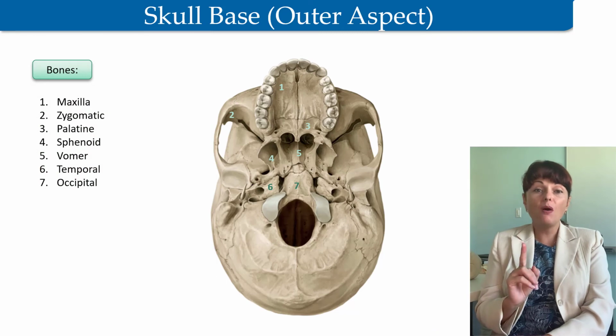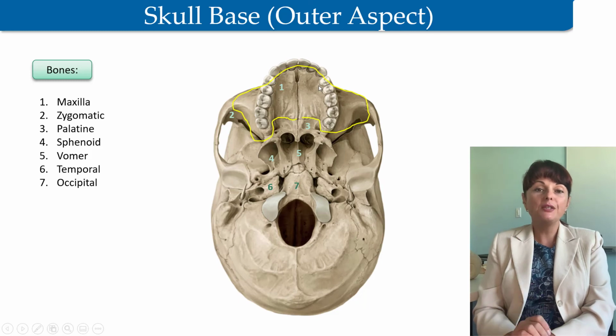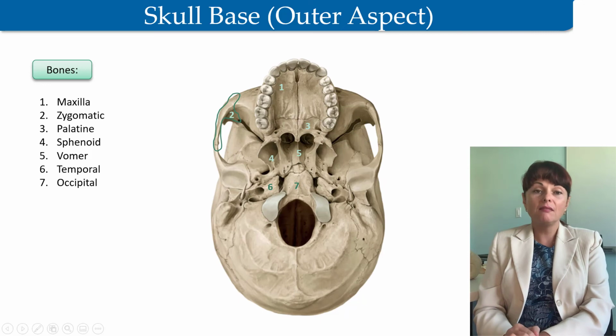Don't forget about the external surface of the skull base. The bones of the facial skeleton contribute to its anterior part, and you can see here the lower surfaces of the maxilla, the zygomatic bones laterally here, palatine bones, sphenoid, vomer, temporal bone and occipital one.